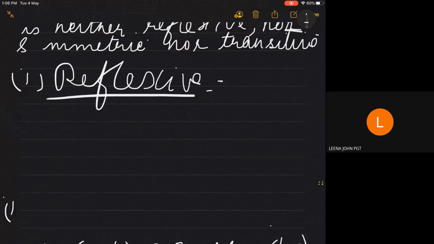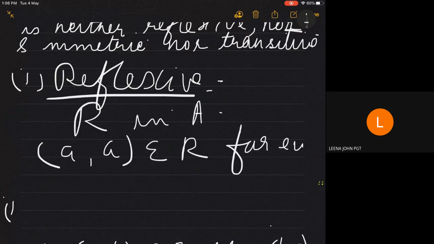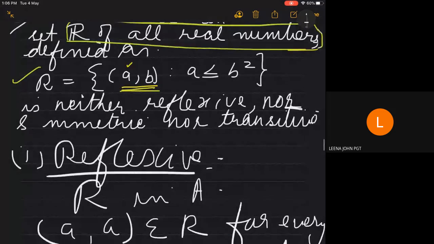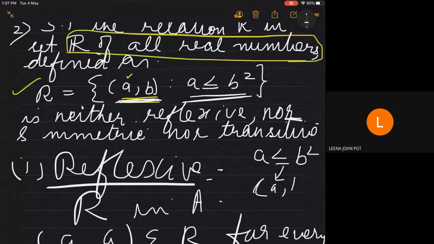What is the basic definition of reflexivity? If R is defined in A and (a, a) is present in the relation for every a in A, then we say that R is reflexive. So now, how do we check whether an ordered pair is present in the relation or not? You have to check this inequality. If the inequality is satisfied, then you can say that the corresponding ordered pair (a, b) is there in the relation.